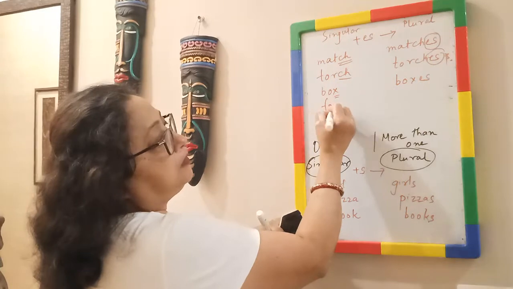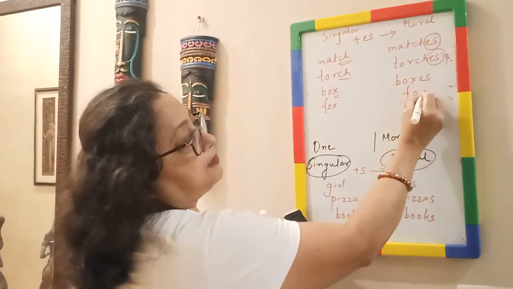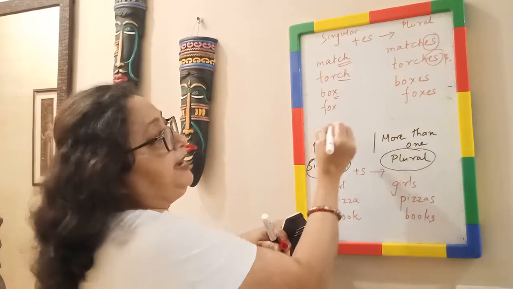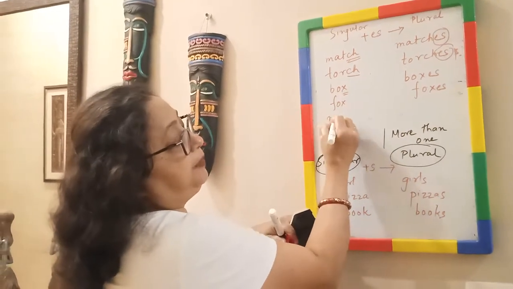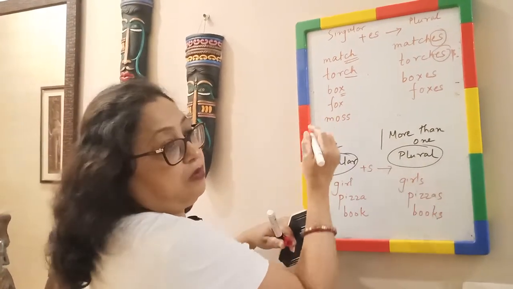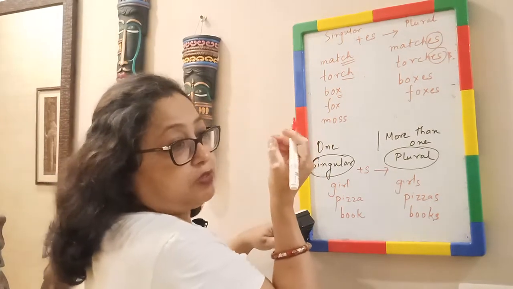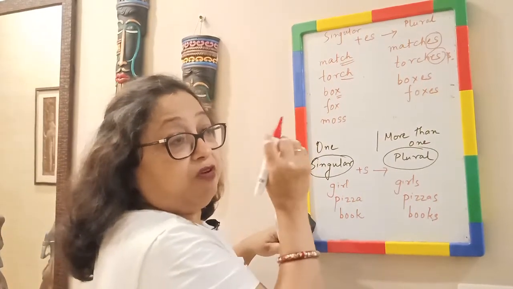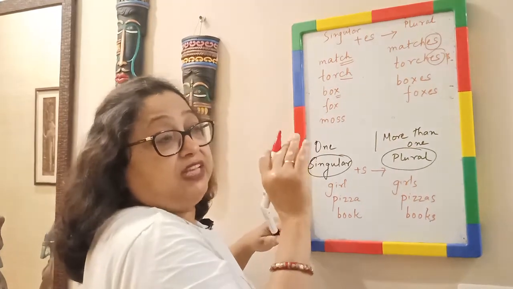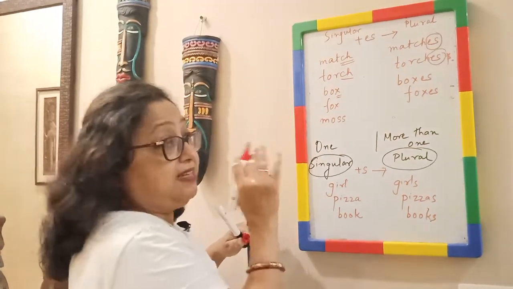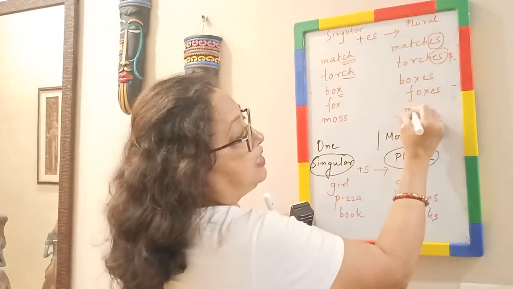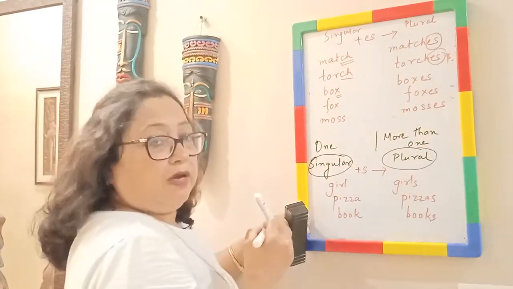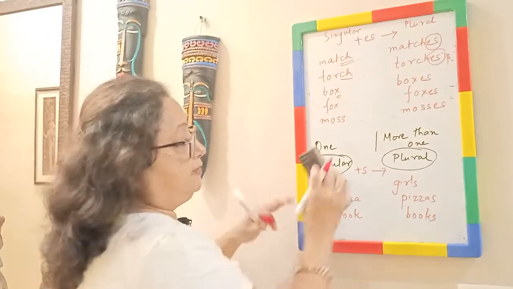Fox, foxes. Clear? Then suppose the word ends with double S, for example, moss. Moss is a type of small green plant which appears when there is too much rain. We will see it on the stones, on the pebbles, that is moss. Mosses. Clear? So I am adding ES.